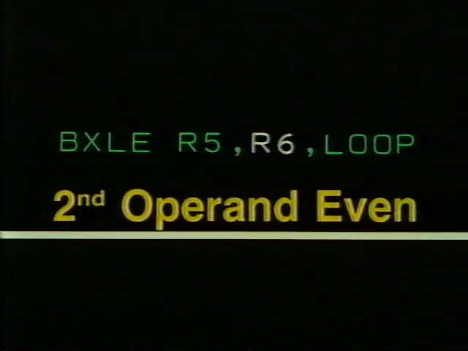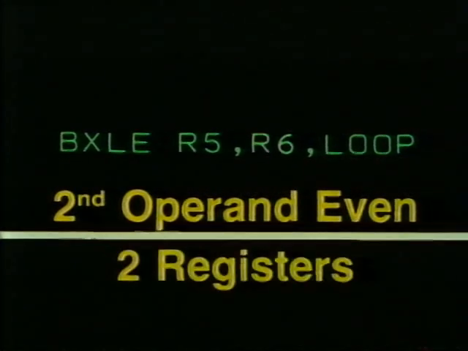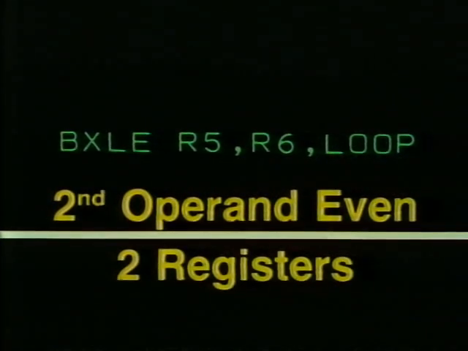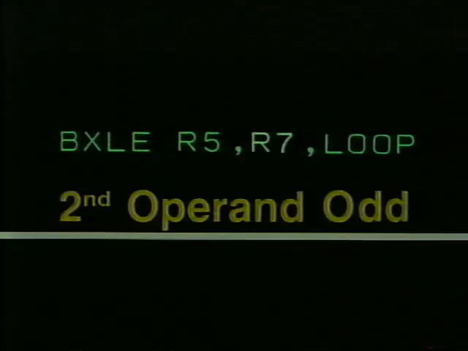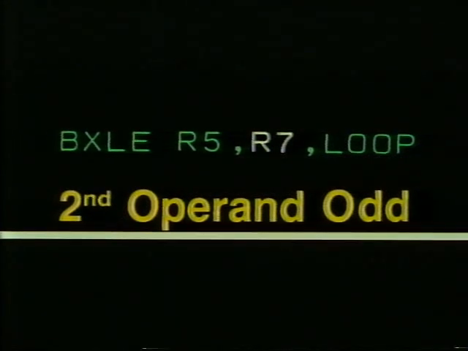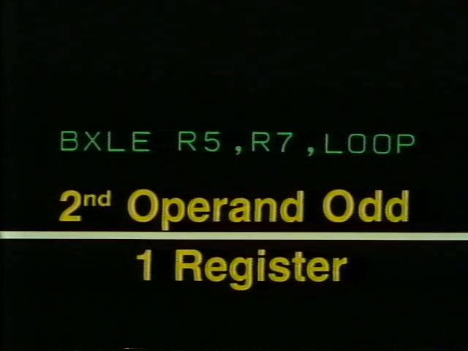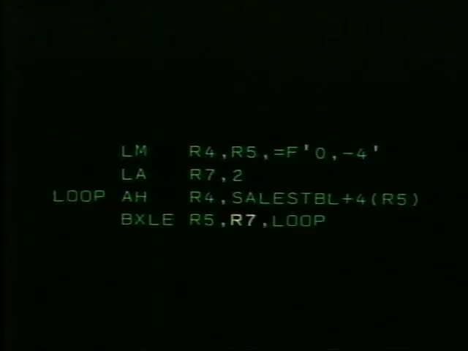We've been using one version of the branch on index instructions. That's where the second operand is an even register. When you write the instruction like that, you get a pair of registers, one for the increment and one for the limit. When you specify an odd register number as the second operand in the branch on index instruction, there is no hidden second register for the limiting value. So here, register 7 is both the increment value and the limiting value.